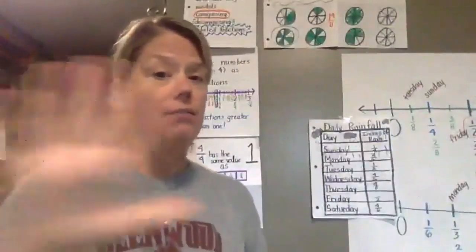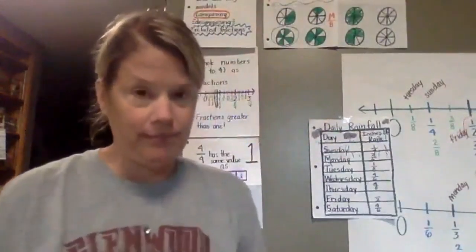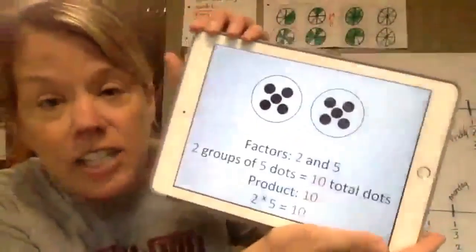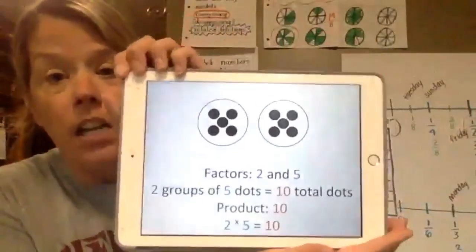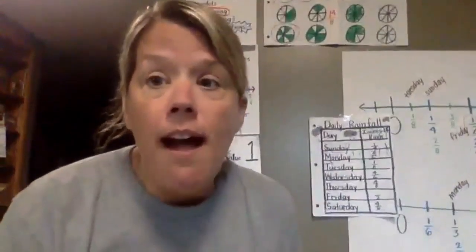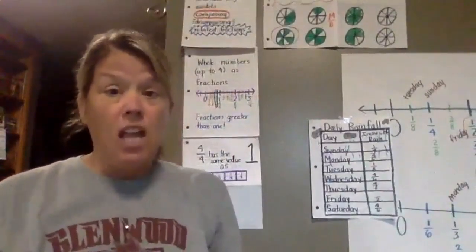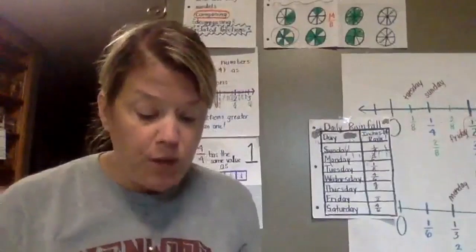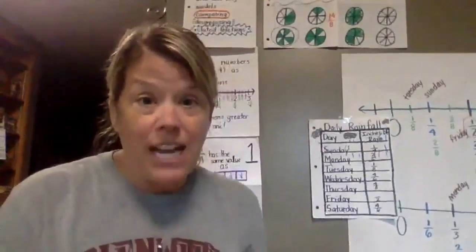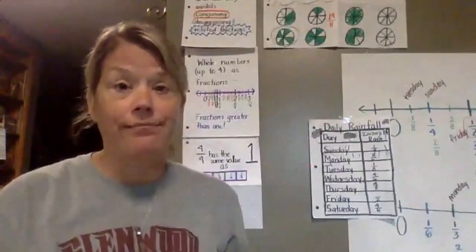Two groups of 5. I want you to be sure and remember that when we look at this in the commutative property, we talk about 2 and 5 is 10 and 5 and 2 is 10. And that's true. They have the same value, but they're totally different stories. So would you rather go swimming for 2 days for 5 hours or go swimming 5 days for 2 hours? That's different. Check it out.